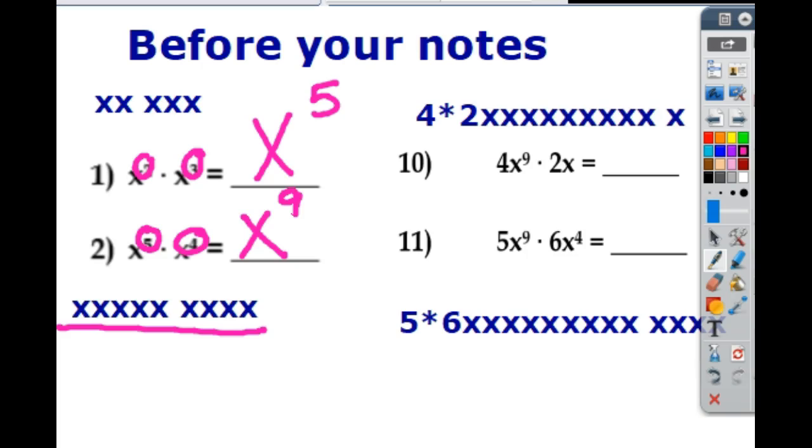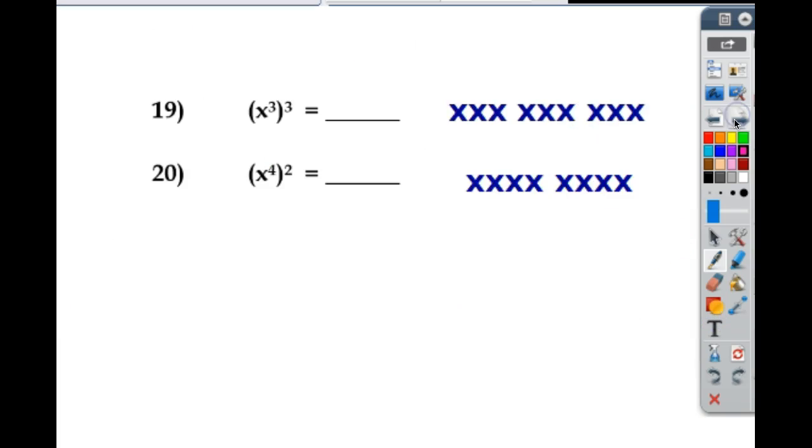If you have numbers out in front, you go ahead and multiply 8 times 2. What if it doesn't have a number? Then the number is 1, so this is a 9 and a 1. 5 times 6 is 30. This is a 9 and a 4. 9 plus a 4 is, and you keep the same base. The base is x, the base is x in the answer.